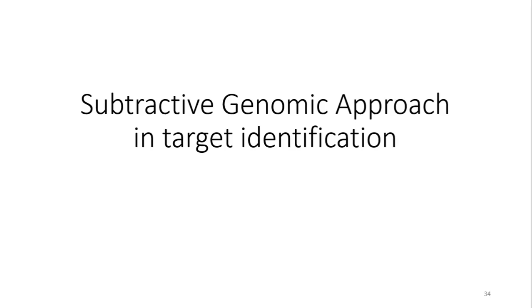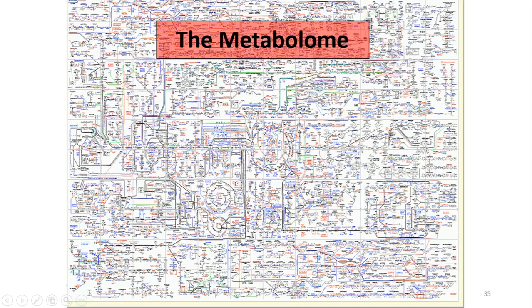fight against this disease to how we can use bioinformatics for designing novel therapeutic opportunities, right? So I would demonstrate to you how in silico techniques like the subtractive genomic approach can be used in target identification, and we would have Leishmania as one of our model organisms. So, in order to understand the subtractive genomic approach, you must first understand what is the metabolome.